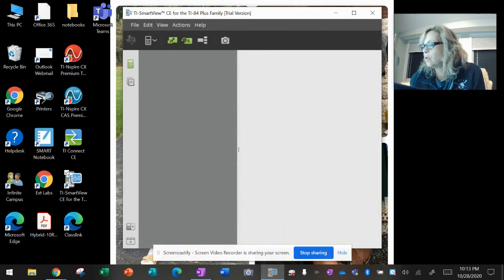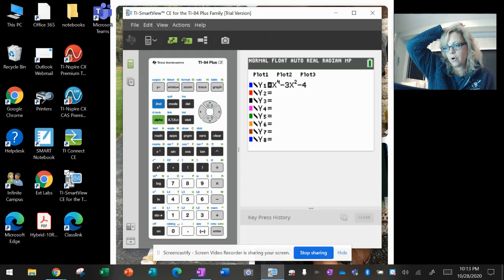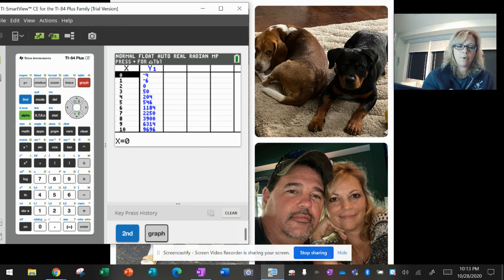On the grid below, graph the function f of x equals x to the 4th minus 3x squared minus 4 on the domain. So that means that my domain is what we call restricted. So I'm only going to have the domain from -2 to 2. So I put it in my calculator. I went to my y equals and plotted that in. And then I'm going to go to my table, and just to where that domain is.